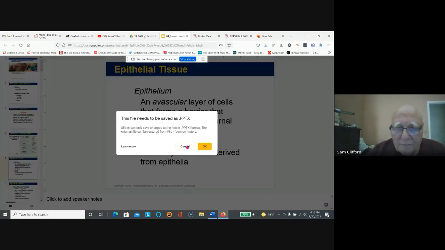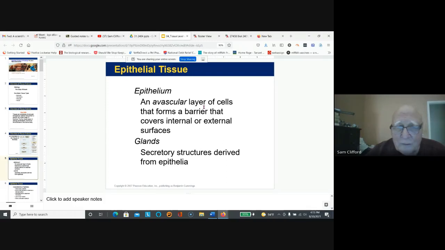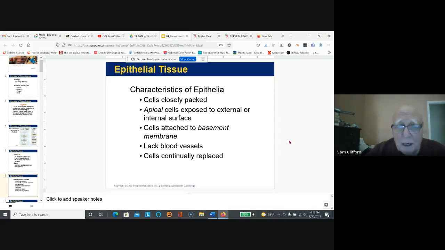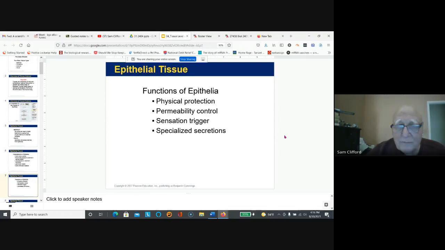Epithelium is avascular, no blood. So why do you bleed when you get a cut? Because the dermis is right below the epithelium, and the dermis is full of blood vessels. Glands are also derived from epithelium. Characteristics: cells are very closely packed, they have a top and a bottom, they don't have blood vessels, and the cells are continuously replaced.